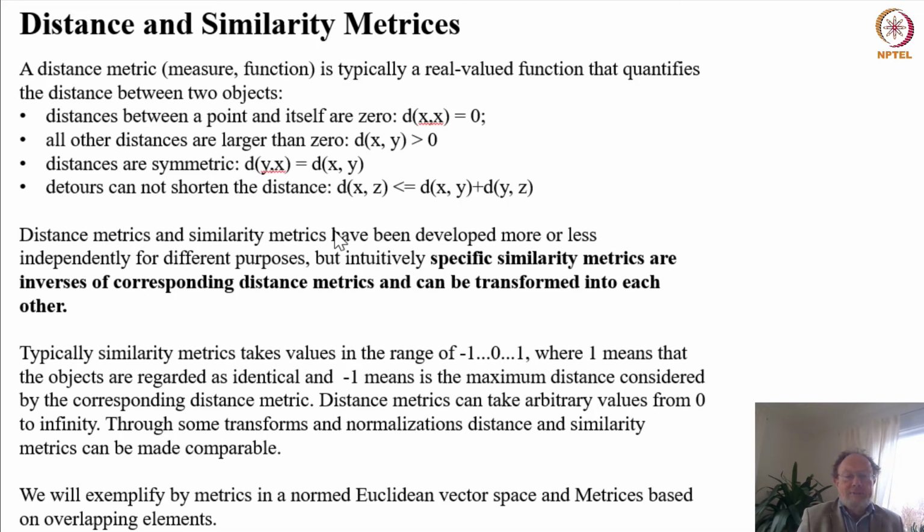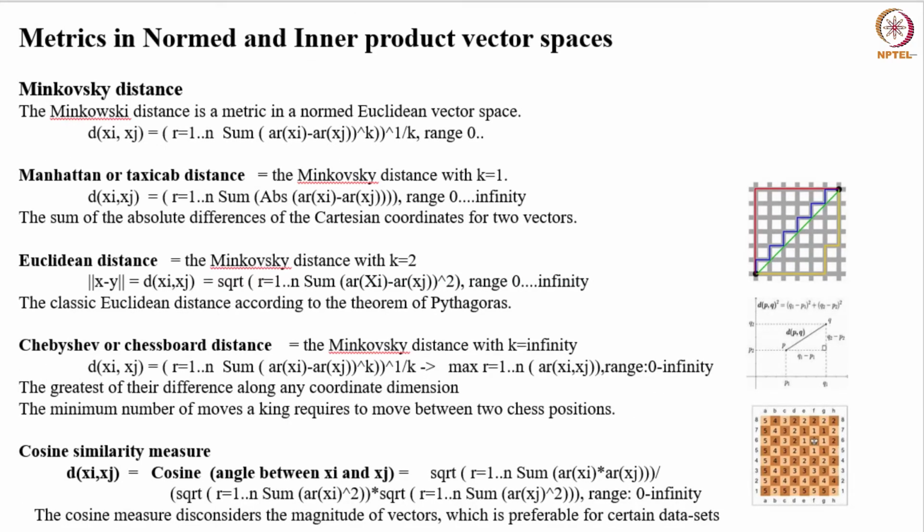We will here exemplify by using metrics in a normed Euclidean vector space. The other metrics are based on overlapping elements. So those are the two cases we will focus on. I now want to give you some examples of distance measures. First we start with a category called norm metrics in normed and inner product vector spaces. These are the classical measures suitable for instance for spaces where we have normal feature vectors.